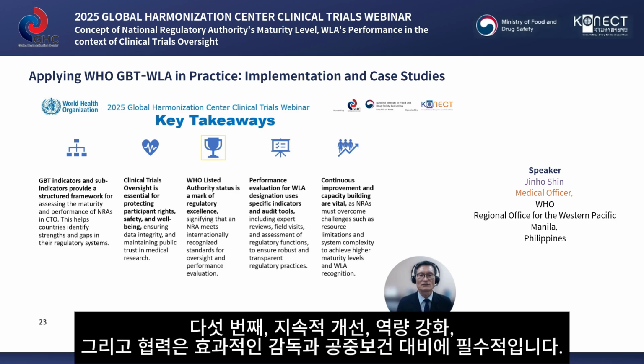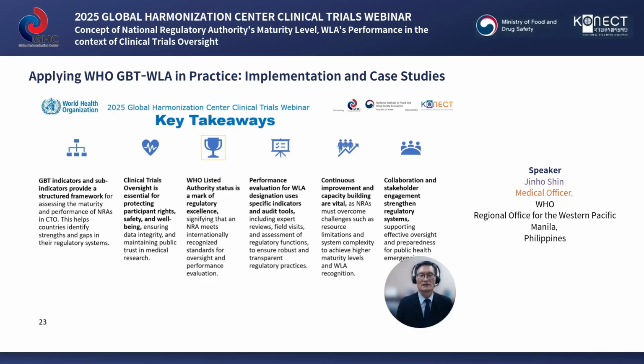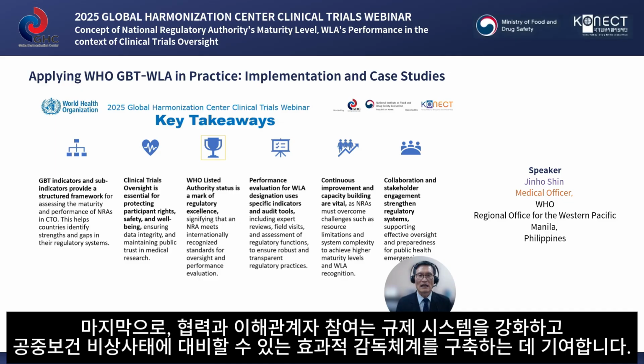Fifth, continuous improvement, capacity building, and collaboration are vital for effective oversight and public health preparedness. Sixth, collaboration and stakeholder engagement strengthen regulatory systems, supporting effective oversight and preparedness for public health emergencies.